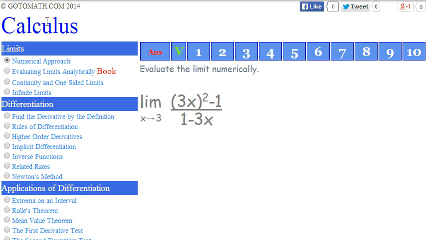Alright, we're at gotomath.com. We're looking at limits and we're solving them numerically. So let's take a look at this particular one here. We've got the limit as x approaches 3 of (3x)^2 minus 1 over 1 minus 3x.